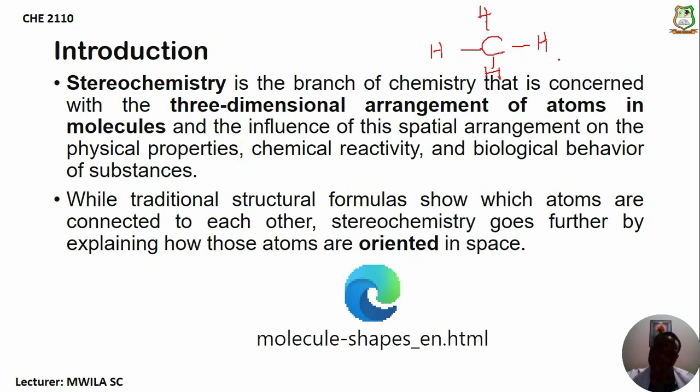Now look at this structure carefully. In this structure, we don't know how the hydrogens or the atoms are arranged in space. For example, we don't know how this hydrogen is arranged. Is it at the back or is it in front? Similarly, we don't know how this hydrogen here is connected. Are the bonds to this hydrogen projecting towards us or behind?